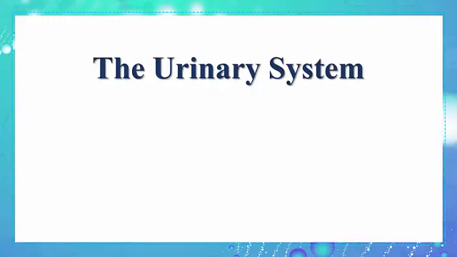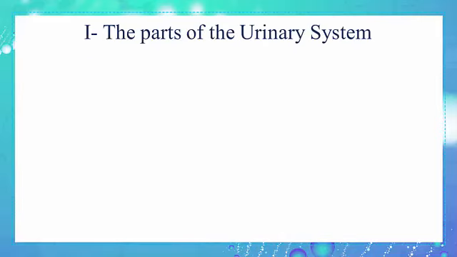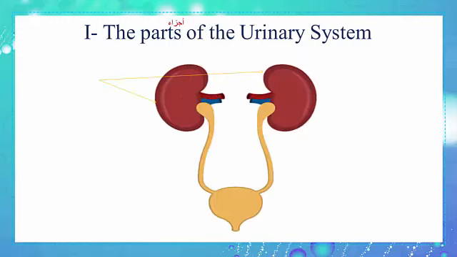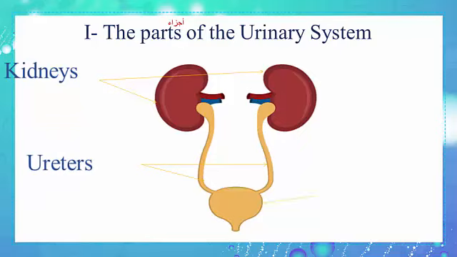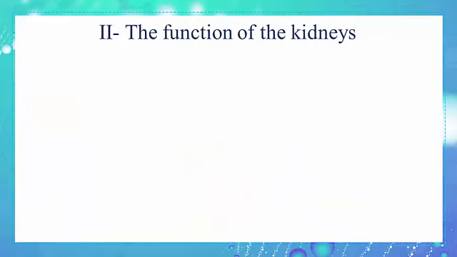Our urinary system is also called the excretory system. What are the main parts of our urinary system? Our urinary system is made up of 4 main parts, which are the kidneys. We have 2 kidneys. The ureters, also we have 2 ureters, the urinary bladder and the urethra. Let us start talking about the kidneys. What is the main function of our kidneys?